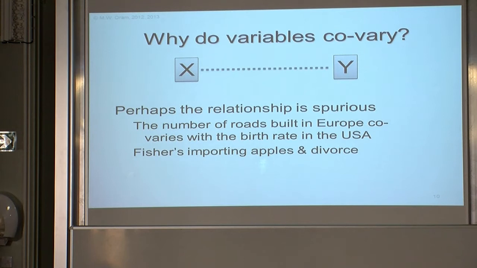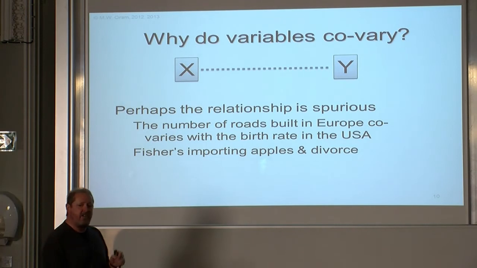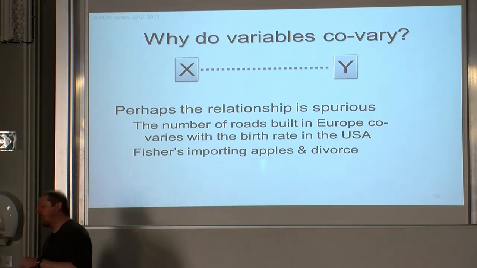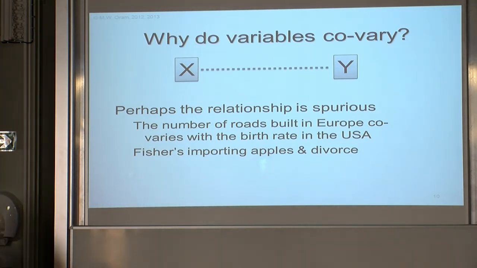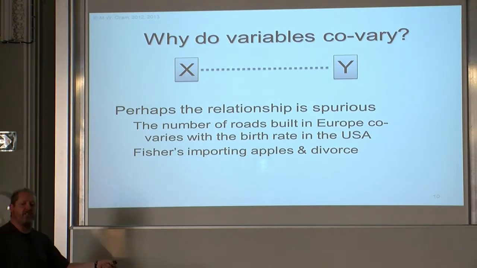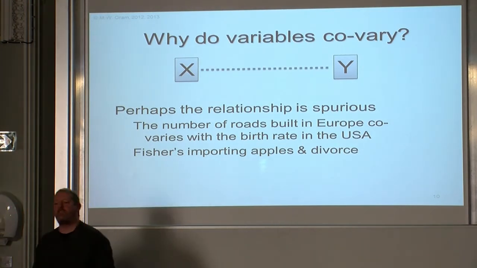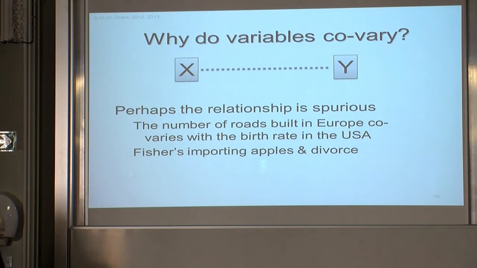Okay, so the sorts of things that are there, if you look at them in terms of do they co-vary, and there's more examples, details in the handouts. The number of roads built in Europe co-varies with the birth rate in the USA. So, if you want to put a causal relationship between that, you've got some very energetic workers who are digging up and putting down roads and then whipping over to the USA, doing the dirty and coming back. Of course, it's a spurious relationship.